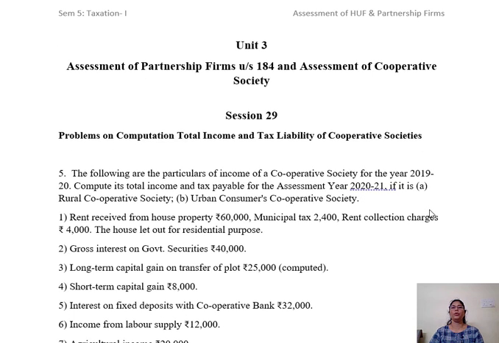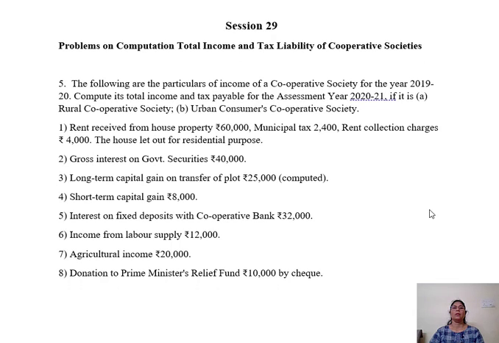Session 29 of Unit 3 of Taxation of 5th Semester BBA of Mangalore University. In this session, we shall see the computation of total income and tax liability of cooperative societies. Three problems are put in this video, and these problems along with the solution are shared in the study material. So, you can refer to the study material.